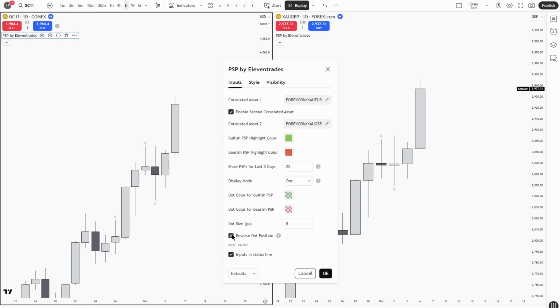And this is reverse the dot position. So we have a bearish candle right here. The dot is shown on the bottom of it. If I reverse the dot position, it will make the dot go higher and the bullish dot lower. So you can use it for bearish and bullish buys. For example, I have a bearish PSP, so I reverse the dot position. It will make it go to the lows.